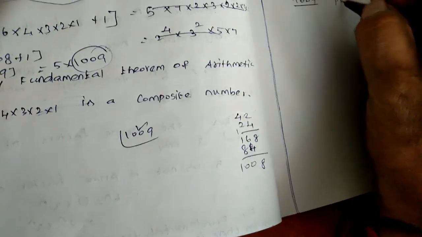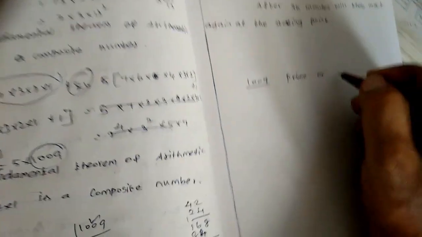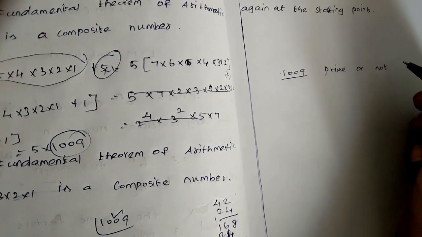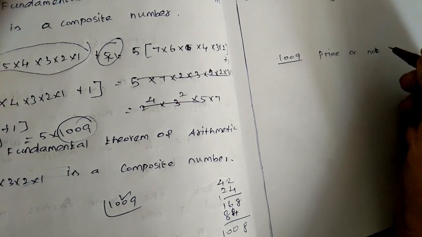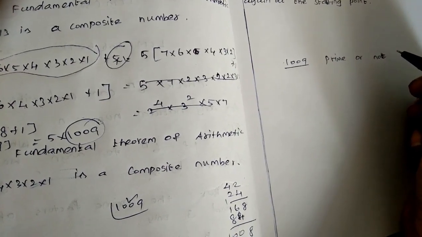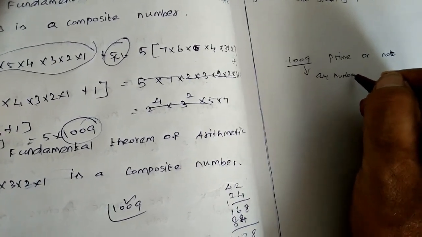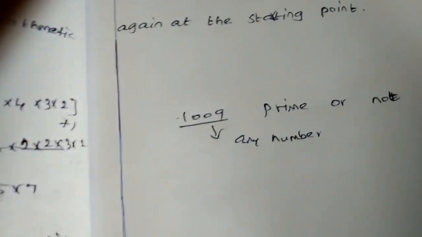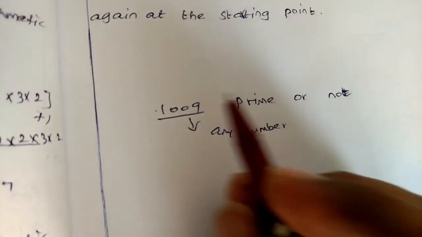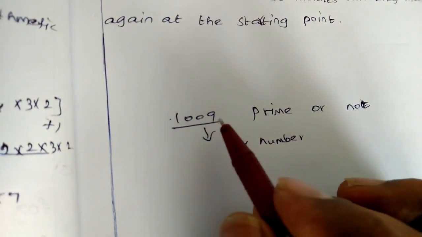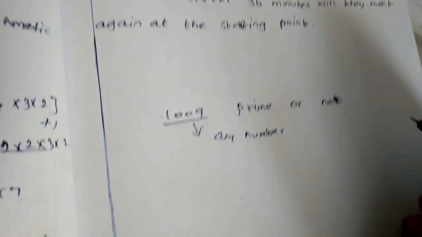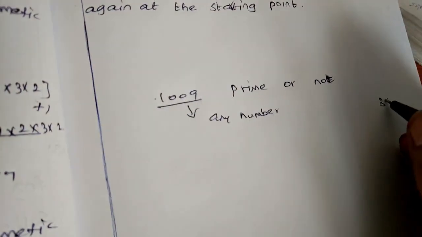Okay, now I am going to give one idea: how to check whether 1009 is a prime number or not. Like that, for any number, how to check whether it is a prime number or not. Just go to the next perfect square number. Here you have 1009. For that, 31 into 31 is not possible, 32 into 32.